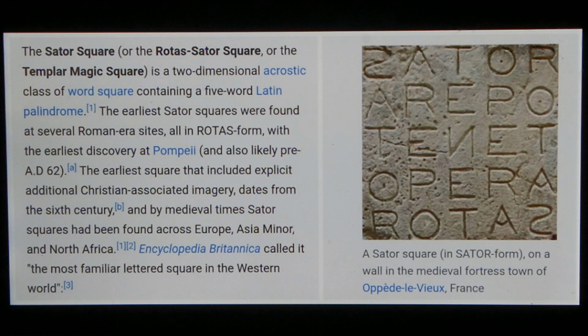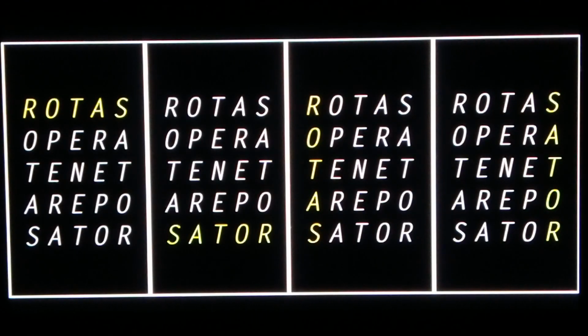The word at the top, Sator. Below that is Arepo. Below that is Tenet. Below that is Opera. Below that is Rotas. In some of the squares, the word Rotas is at the top. So in this case, we see the word Rotas. Down below, you see Sator.